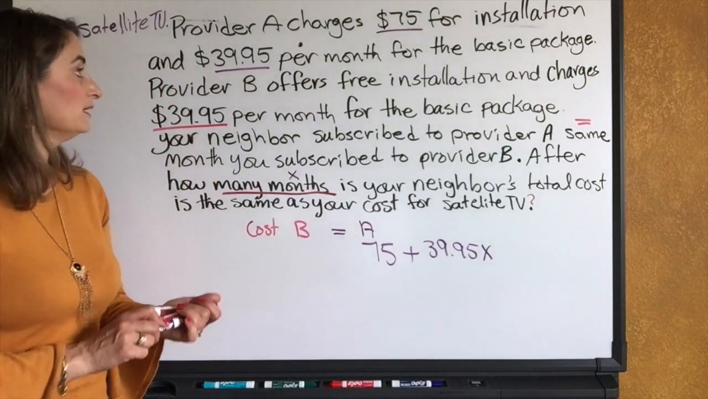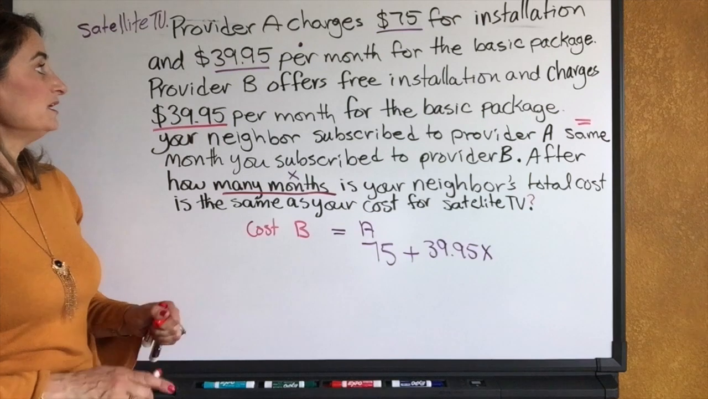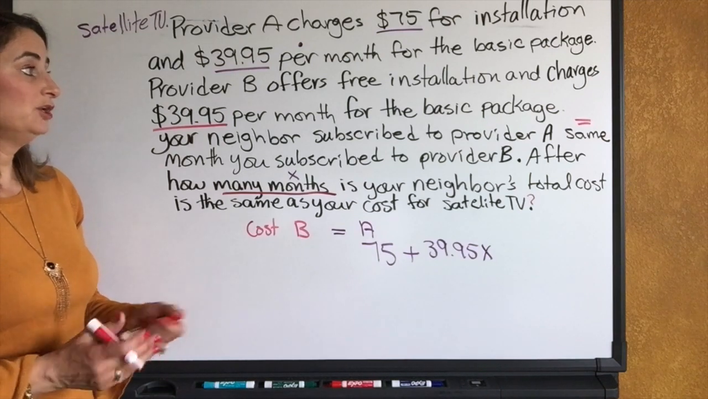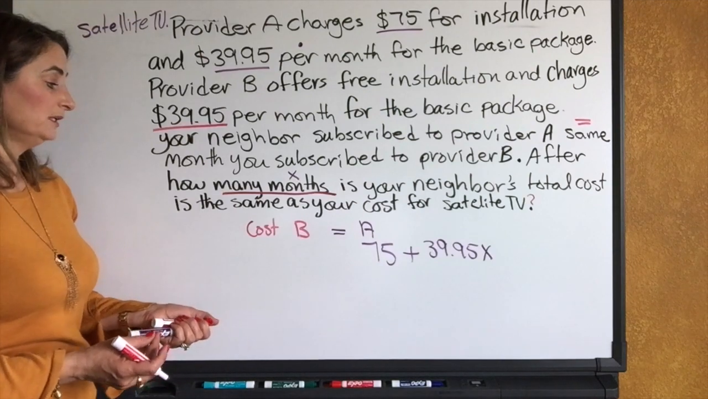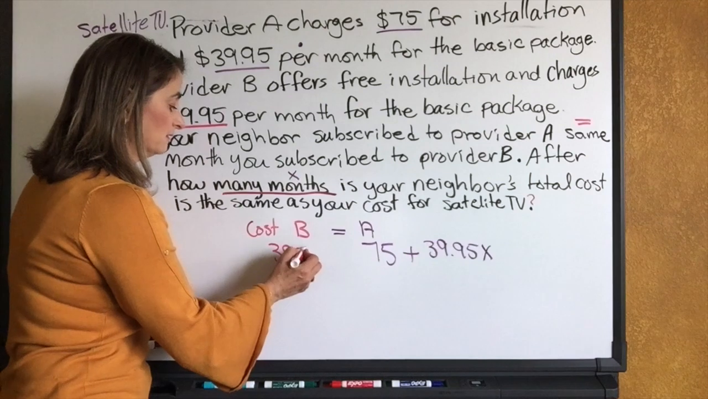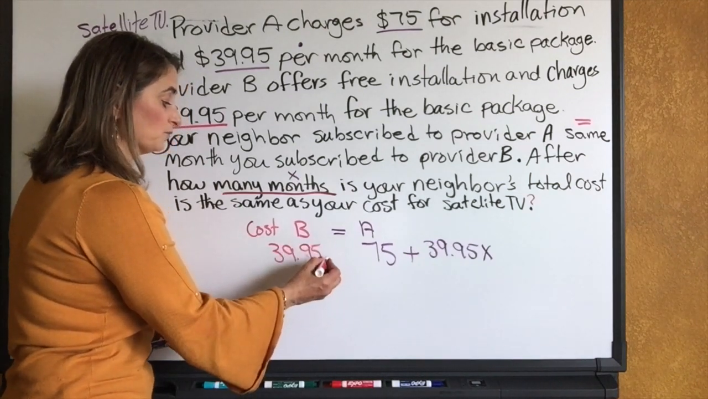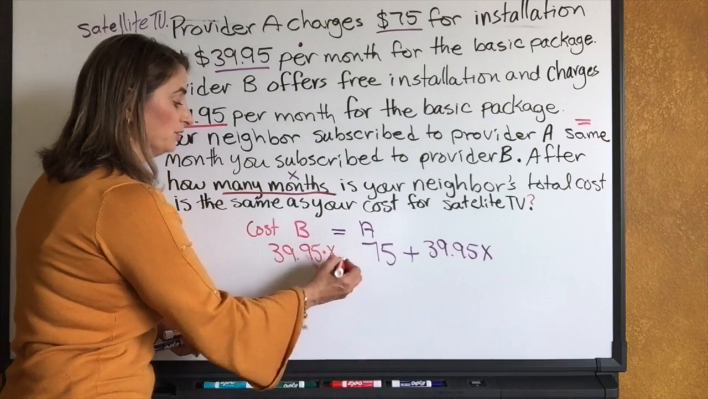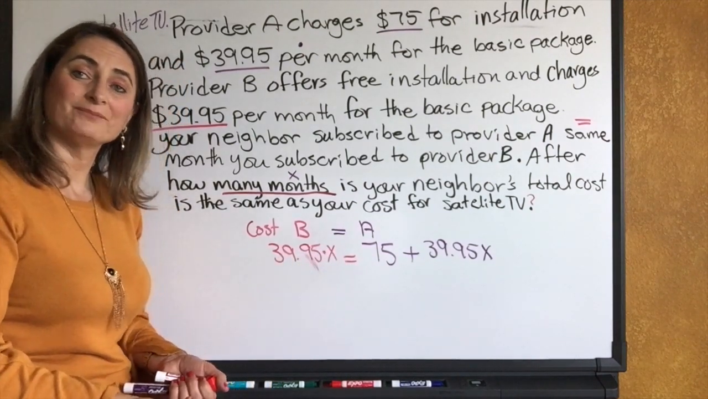Now let's talk about company B. Company B charges $39.95 a month and no installation fee. So there's nothing to start with, but only $39.95 a month, which means per x or per month. When are they going to be equal? When are they going to be the same?